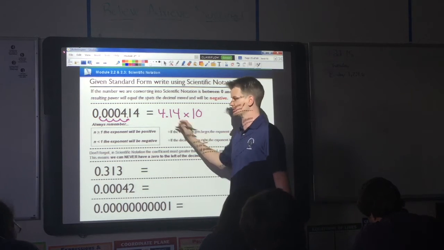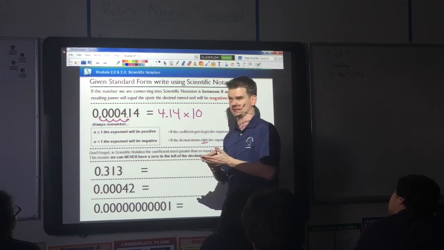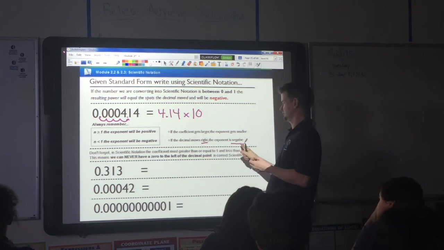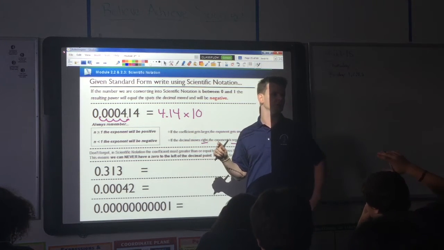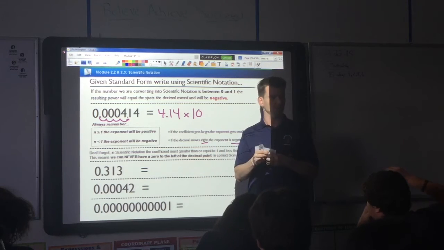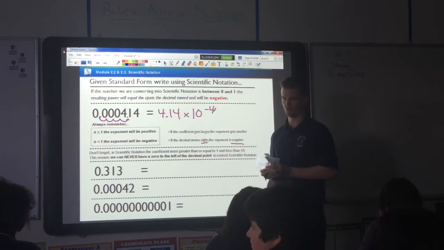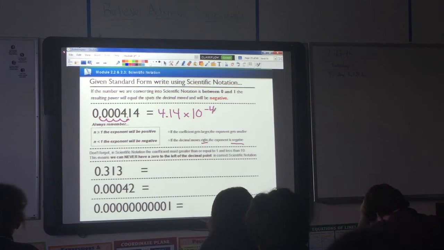Or if that doesn't work for you, just think about it. This number, the original number, was less than 1. Whenever you see a number that's less than 1 and you're putting it into scientific notation, your exponent will always be negative. So what's my exponent going to be here? Brianna? Negative 4. I count. 1, 2, 3, 4. It's negative 4. As you can see, the first part was probably the most difficult. Once you get the idea, it's the same thing over and over and over, just using different forms of it.